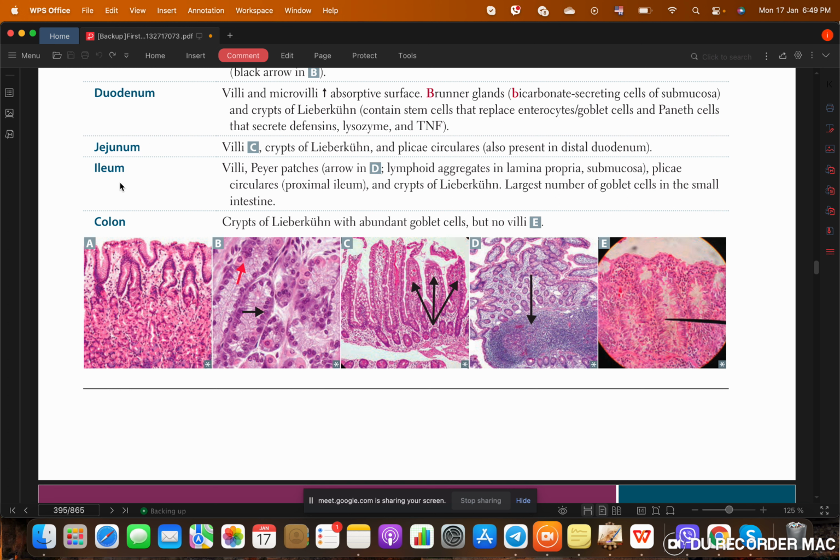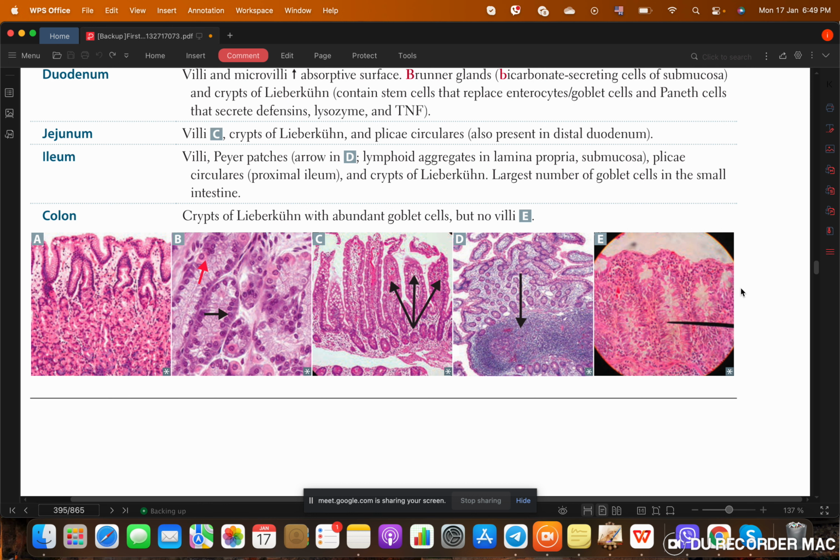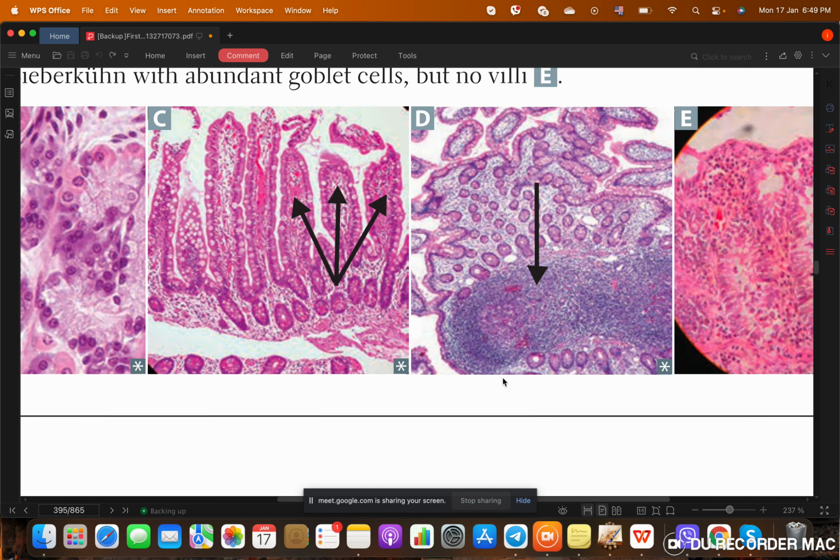Keep in mind that the function of goblet cells is to secrete mucus, okay, which can facilitate the movement. The colon has crypts that are abundant with goblet cells, but has no villi, because the main function of the colon is to suck the water, not to suck the food. Yes, it actually tries to suck the water out of the intestine and reduce it as much as possible.